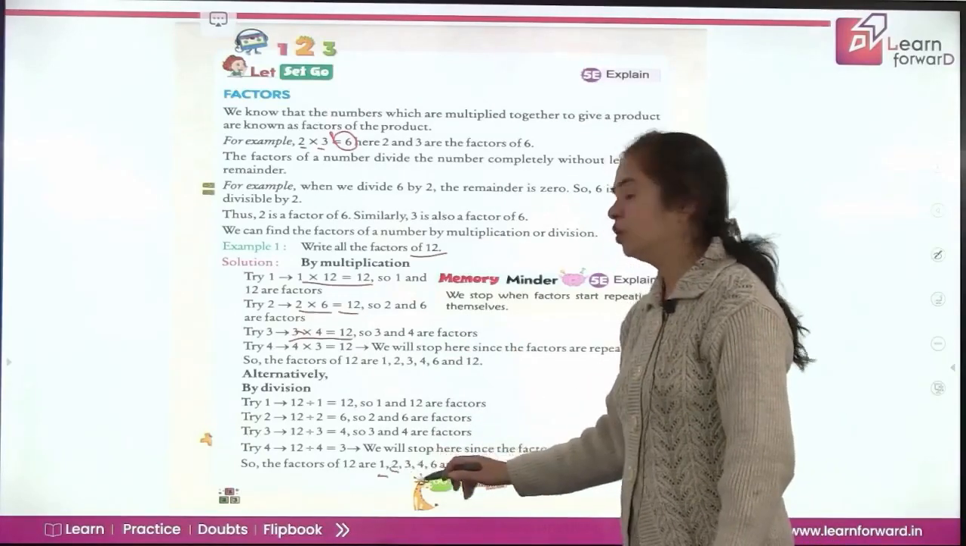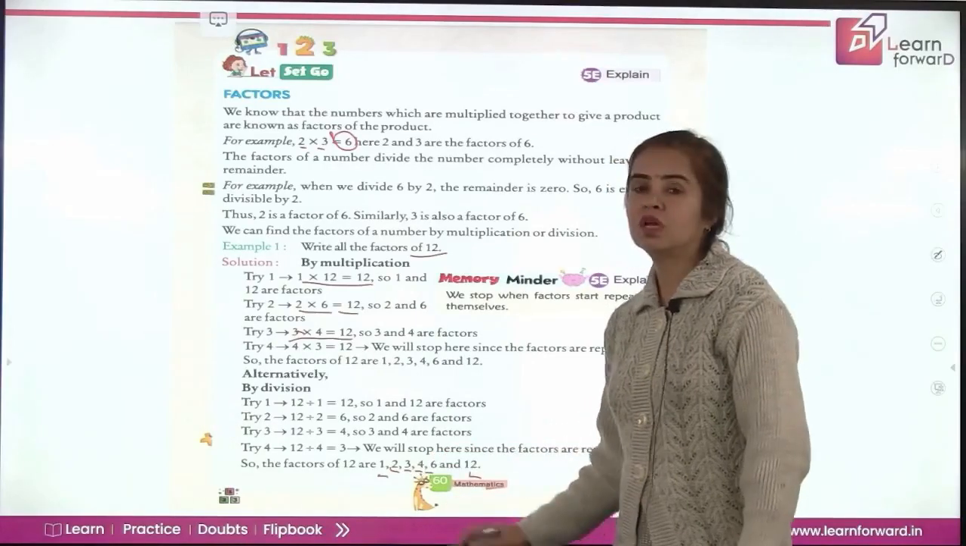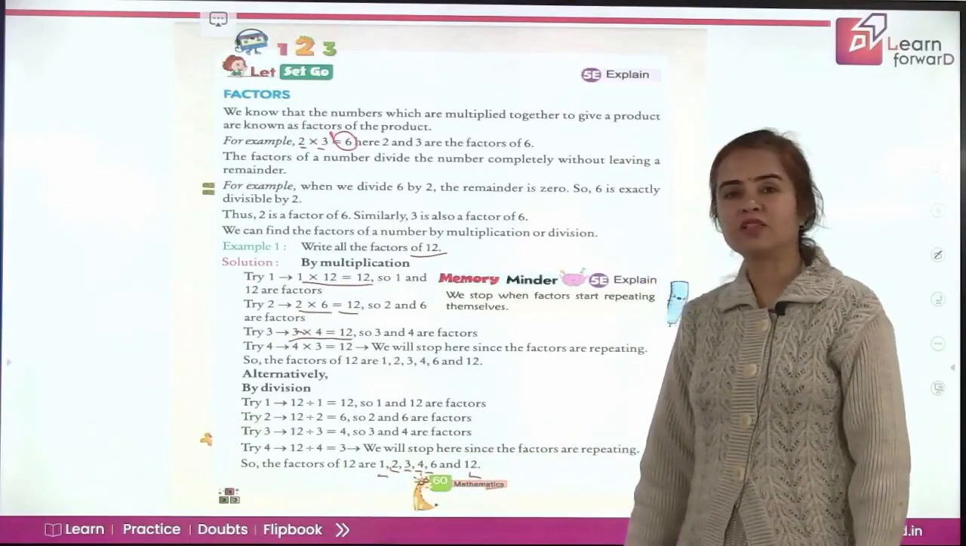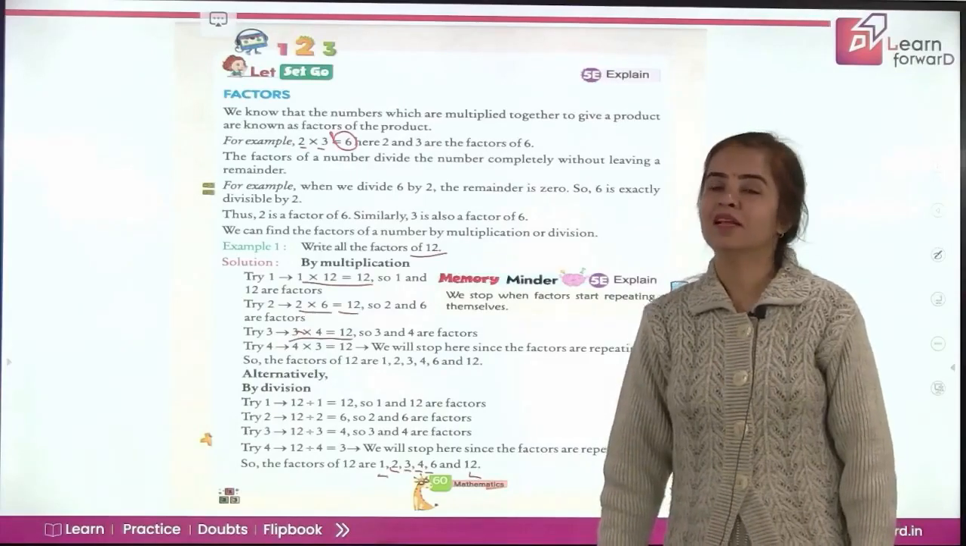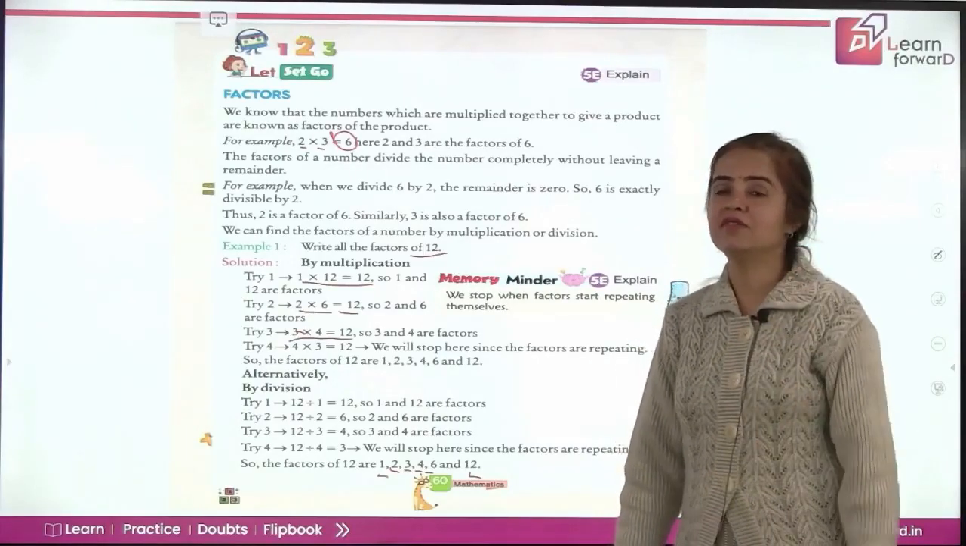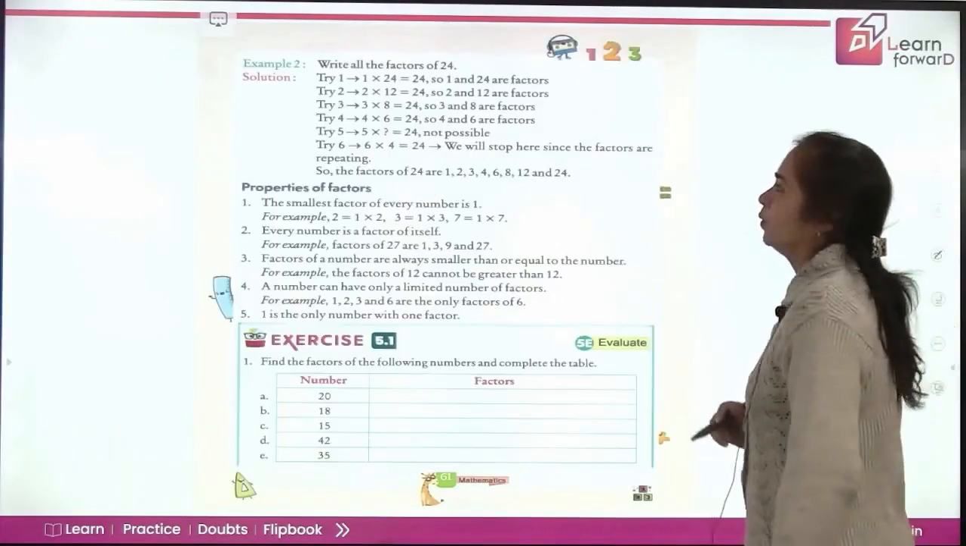With 2, you get 2 6s are, and with 3, you get 3 4s are. So these are the 6 factors of 12. So what are factors, can we recall? The numbers that exactly divide another number, leaving remainder 0, right?